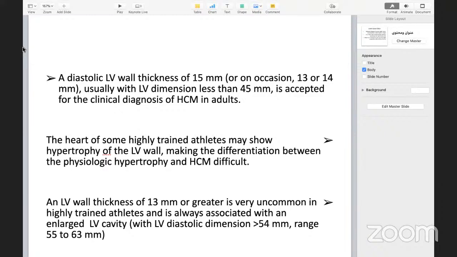The heart of some highly trained athletes may show hypertrophy of the LV wall, making it difficult to differentiate between the hypertrophy that the athletes have and the disease, hypertrophic cardiomyopathy. But LV wall thickness of 13 or greater is very uncommon in highly trained athletes. And it's also always associated with an enlarged LV cavity with LV diastolic dimensions of more than 54, ranging from 55 to 63. So this is just to differentiate.